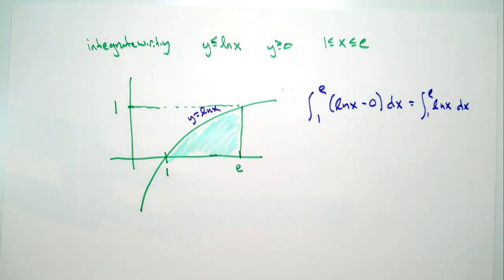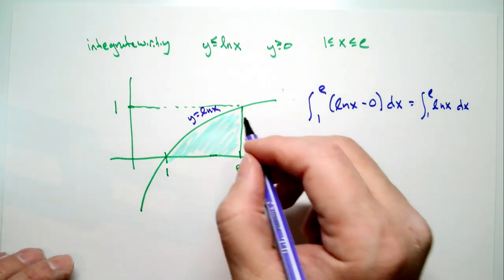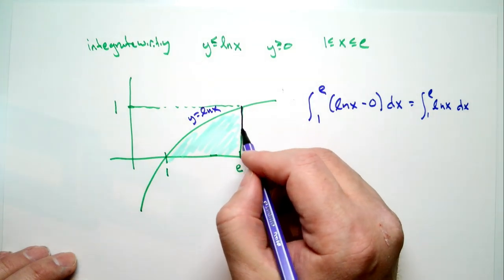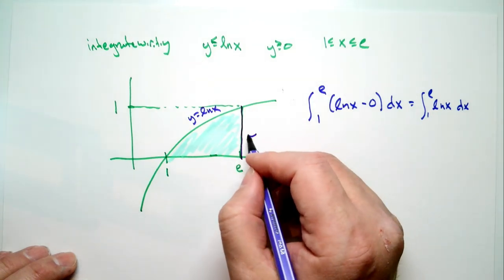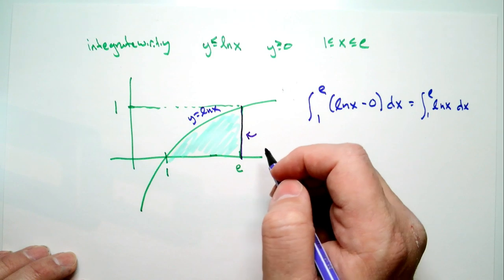So let's transform it. So when we're integrating with respect to x, we're doing top minus bottom. We want to go with respect to y, which we're going to do right minus the left. So let's talk about these two curves here. This is the curve on the right. What is that curve? Do you recognize it?